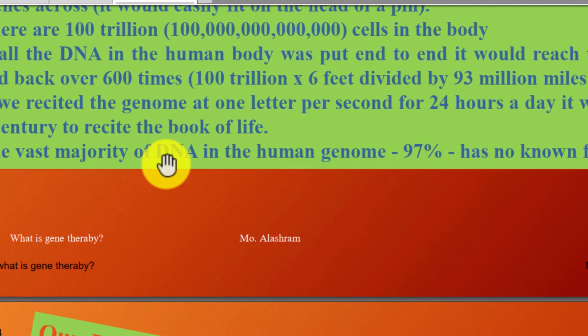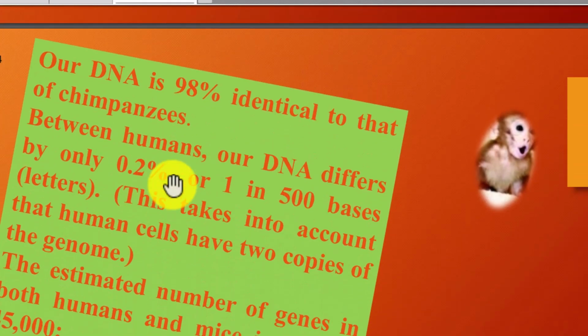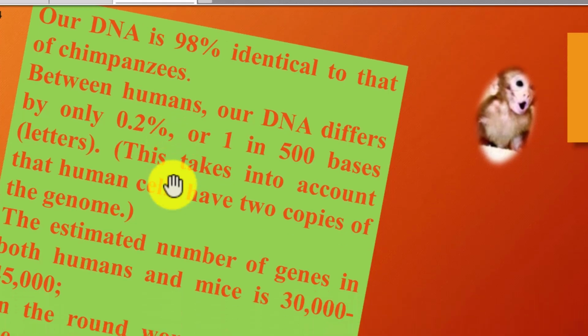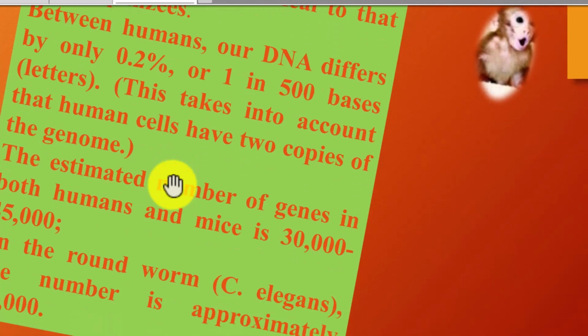The vast majority of DNA in the human genome, 97%, has no known function. Our DNA is 98% identical to that of the chimpanzee. Between humans, our DNA differs only by 0.2%, about 1 in 500 bases. This takes into account that human cells have 2 copies of the genome.